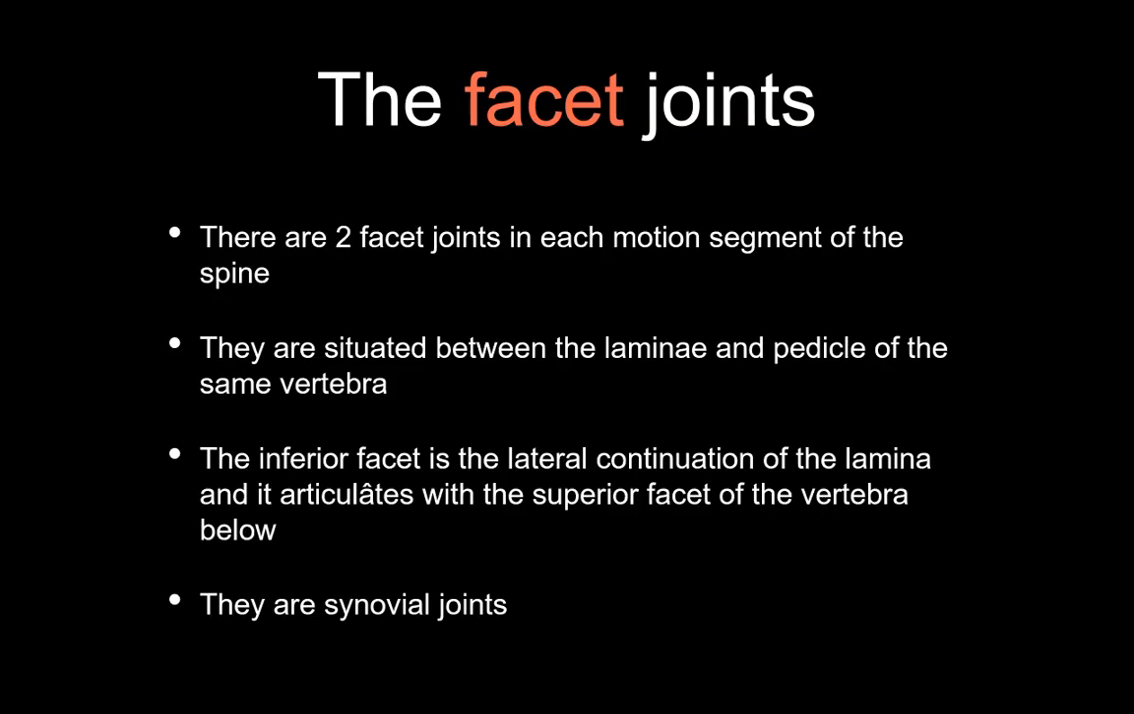About the facet joints, as we all know, throughout the spine we have two facet joints in each motion segment, situated between the lamina and the pedicle of the same vertebra. The inferior facet is the lateral continuation of the lamina. If you go laterally, the lamina becomes a facet, the inferior facet, articulating with the superior facet of the vertebra below, and the facet joints are all lined by synovial membrane.